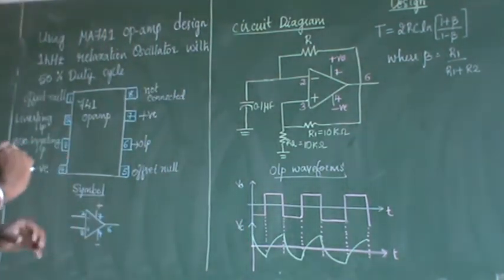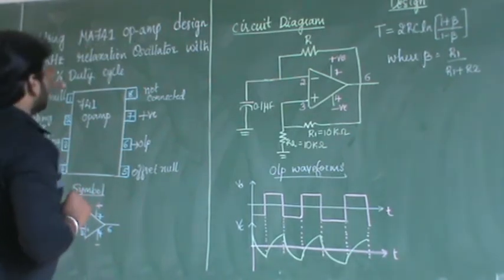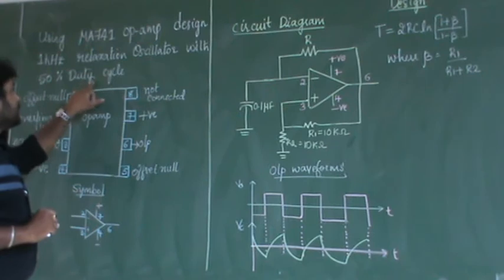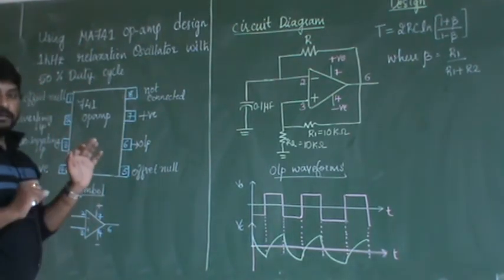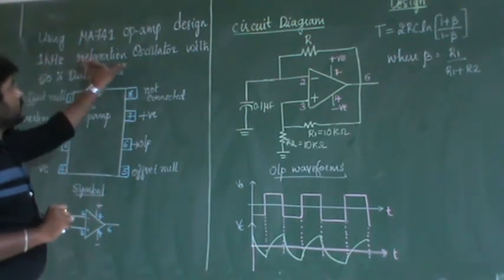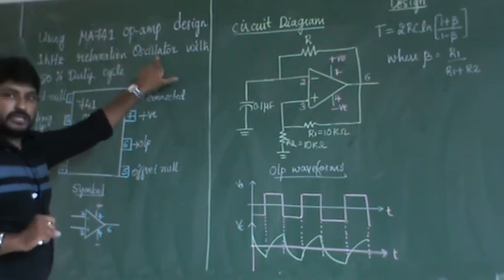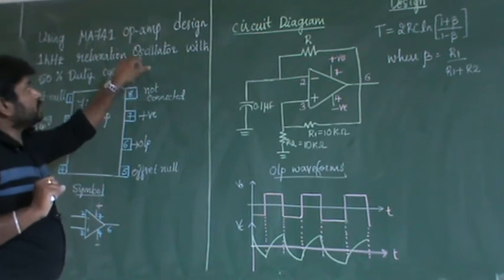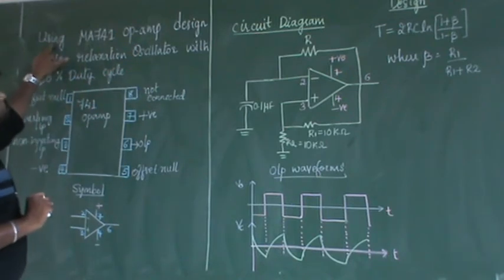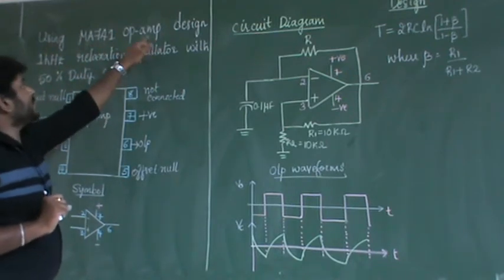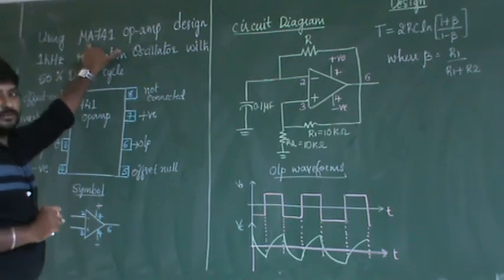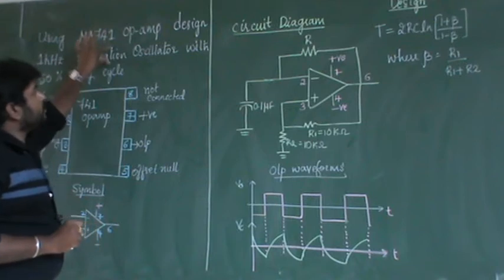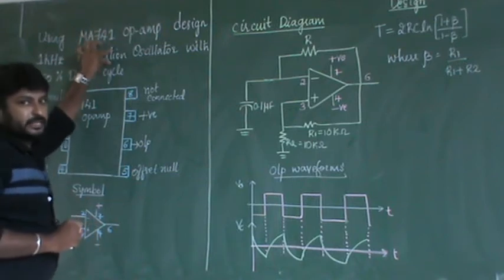I'll just explain. Listen very carefully. What they are telling is, using the op-amp, design the oscillator which is having a duty cycle of 50%. It means you have to design the relaxation oscillator. First of all, what you have to use in order to design this? They are only telling using the op-amp, and the op-amp IC is the mu A 741 op-amp.